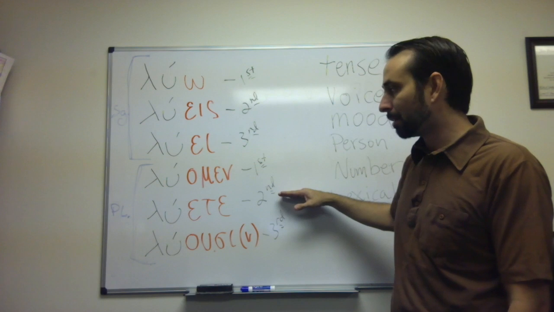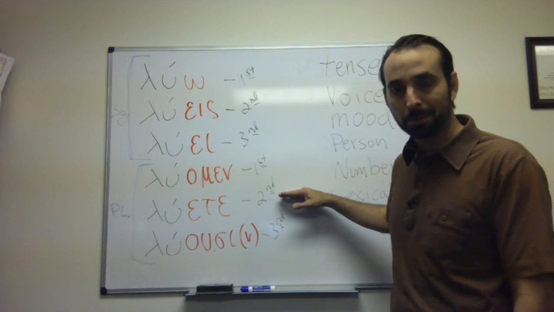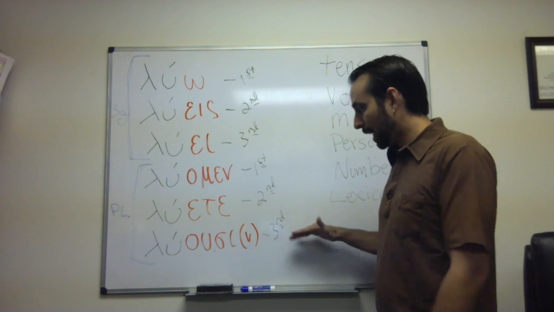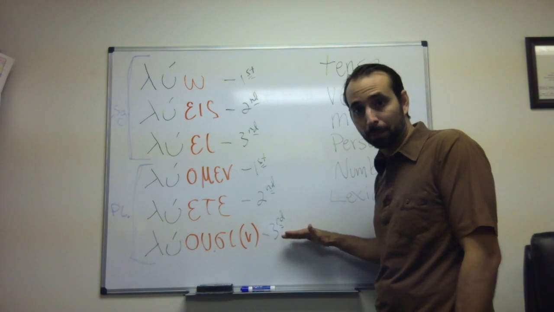Second person plural, we don't have an English version of this. We say something like y'all, if you're from the South. So I would call it Southern Greek, y'all. And then they. Third person plural is they.